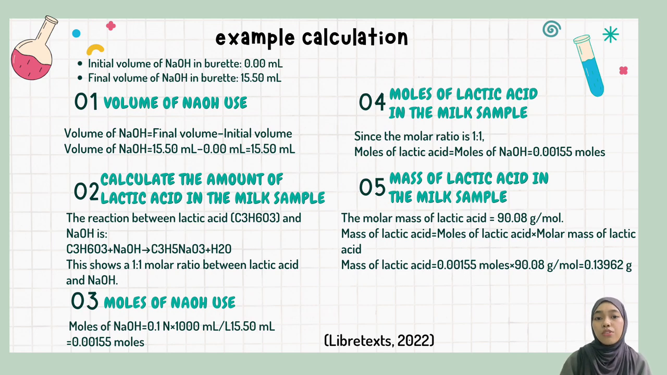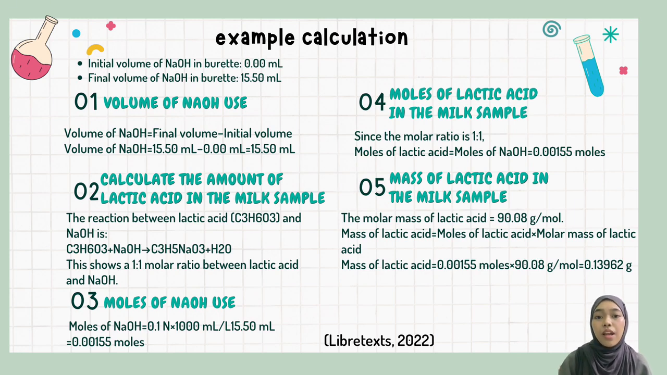The amount of sodium hydroxide used is simply the difference, which is 15.50 ml. Given the 0.1 molar concentration of sodium hydroxide, we convert this volume to moles by multiplying by 0.1 and dividing by 1000 to convert milliliters to liters, resulting in 0.00155 moles of sodium hydroxide used.